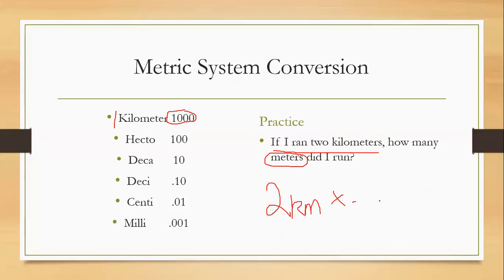So this time we're going to be looking for a bigger number. So we're going to multiply. We're going to put the bigger number on top, since we're looking for a big number this time. So 1,000 meters for every 1 kilometer. And before we multiply, we can even cross these out. So now we won't be looking at kilometers, we're just looking for meters. And 2 times 1,000 is 2,000 meters. Perfect.